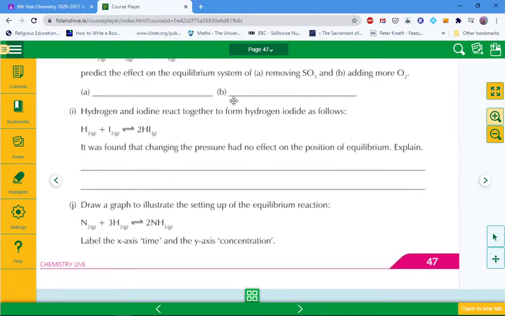Part J, draw a graph to illustrate the setting up of the equilibrium reaction N2 plus 3H2 exists in dynamic equilibrium with 2NH3, and label the x-axis time and the y-axis concentration. Okay, let's see if we can do that.